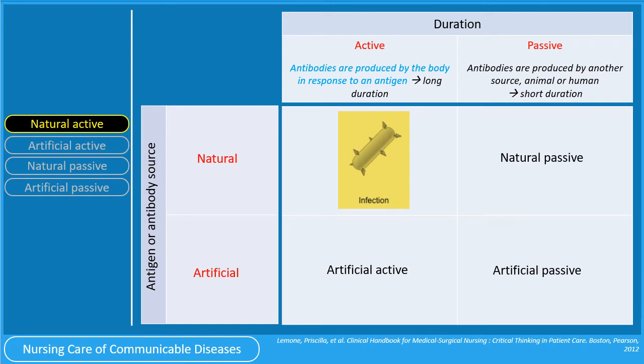To simplify, we ask, is infection natural or artificial? Of course, it is a naturally occurring event. Will it produce long duration or short duration of protection? Since the person is exposed to an antigen, it will produce long duration of protection, and therefore, it will produce an active immunity. Therefore, infection is an example of a natural active immunity.